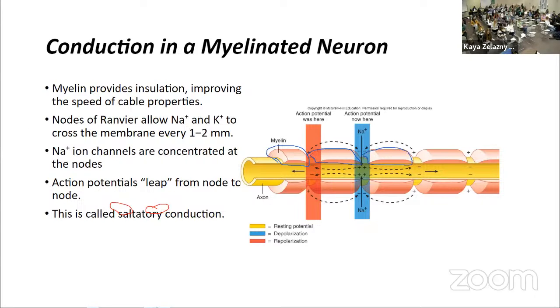So these gaps are called the nodes of Ranvier. Every single one of these gaps would be a node of Ranvier. So node, just that intersection point, Ranvier. These happen about every 1 to 2 millimeters, kind of depending on where you are in the body.